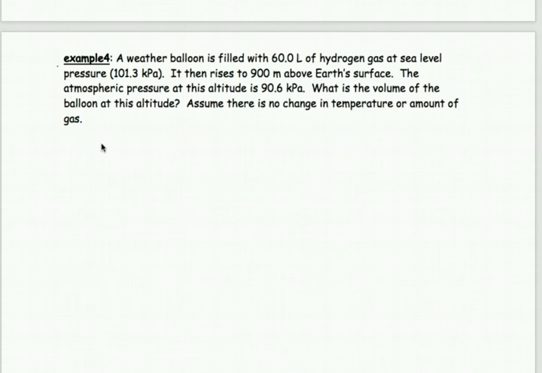It's filled with 60 liters of hydrogen gas. Okay, and at sea level, the pressure is 101.3 kilopascals. So we're going to release this weather balloon, and it rises 900 meters above the Earth's surface, where the pressure is 90.6 kilopascals. And we need to find the volume at this new altitude.